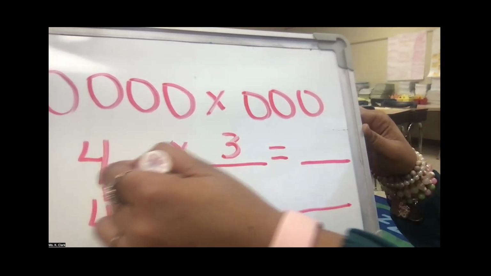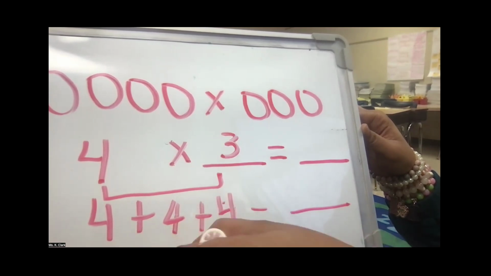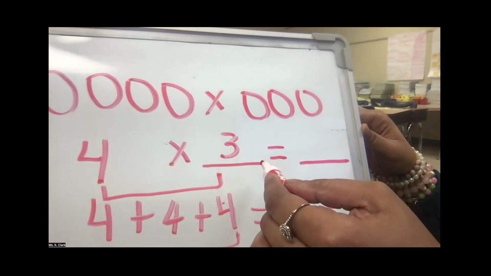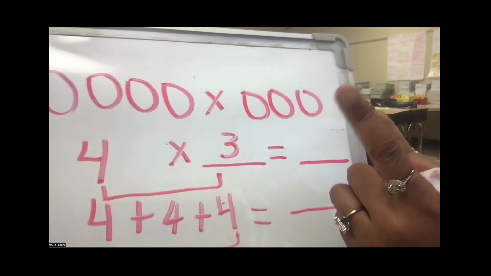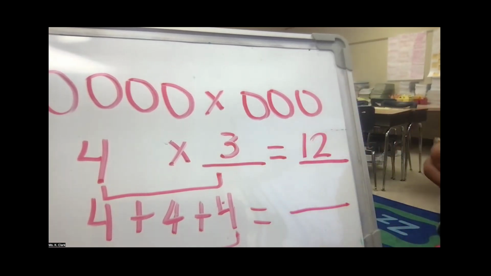Right? So remember, I have my factors here. This right here, I have my add-ins. I'm trying to show you more than one strategy to help you. So 4 times 3, I count by 4. 4, 8, 12. Together, they had 12 batches of squash.